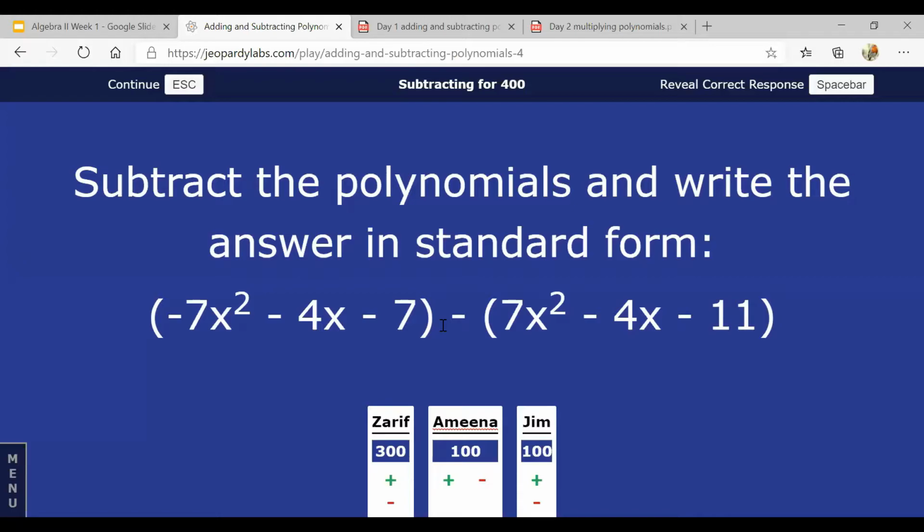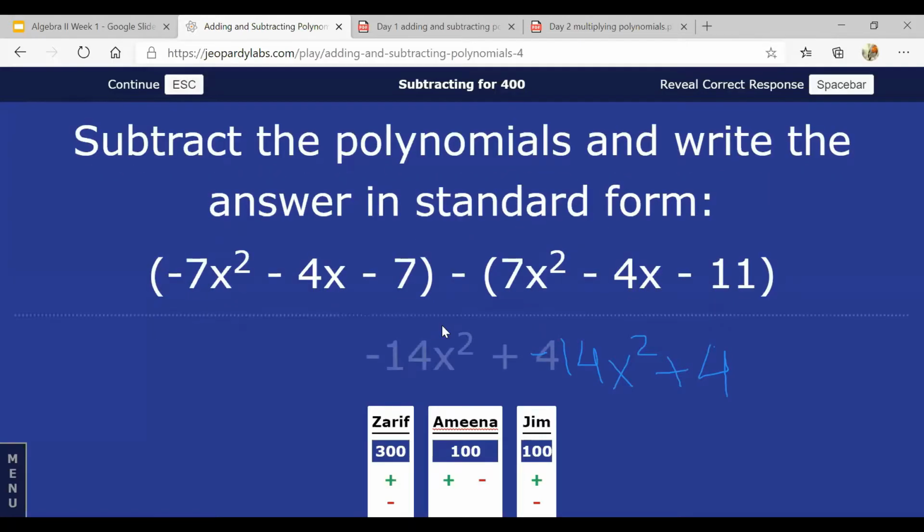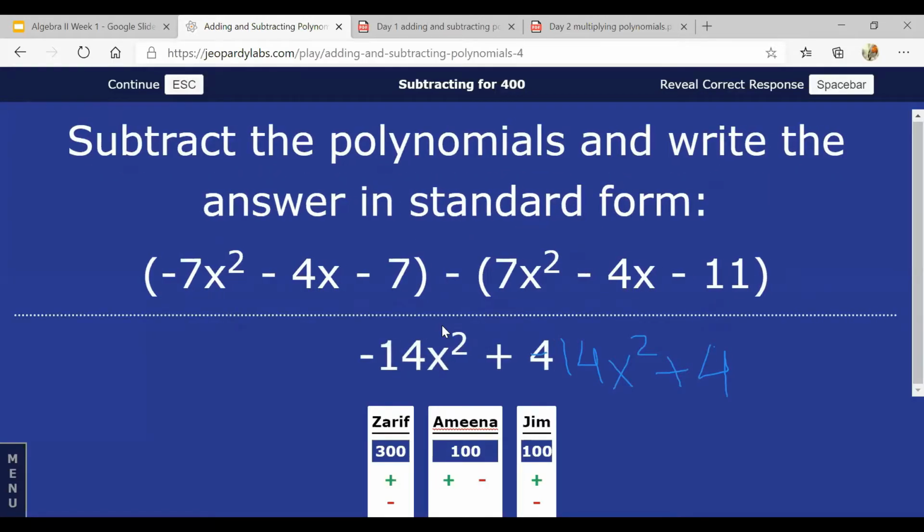It's 36. Do you have anything? Okay, I got the answer. Which is minus 14x squared plus 4. Yeah. Okay, let's see if that's the answer or not. That is the answer. Oh my god.